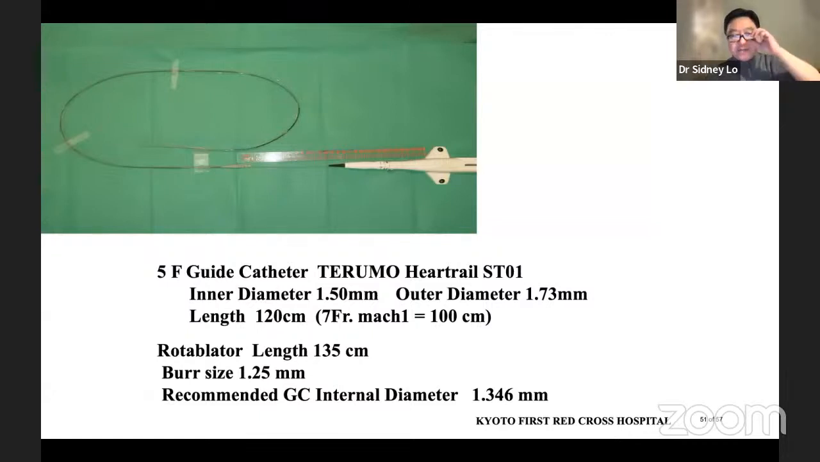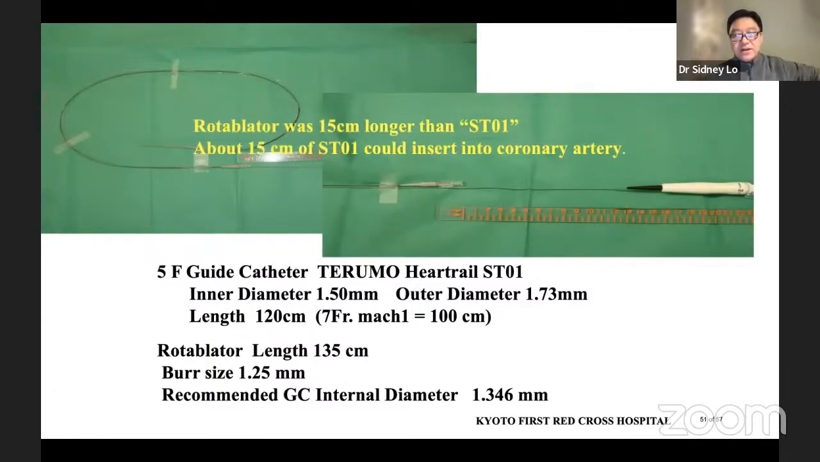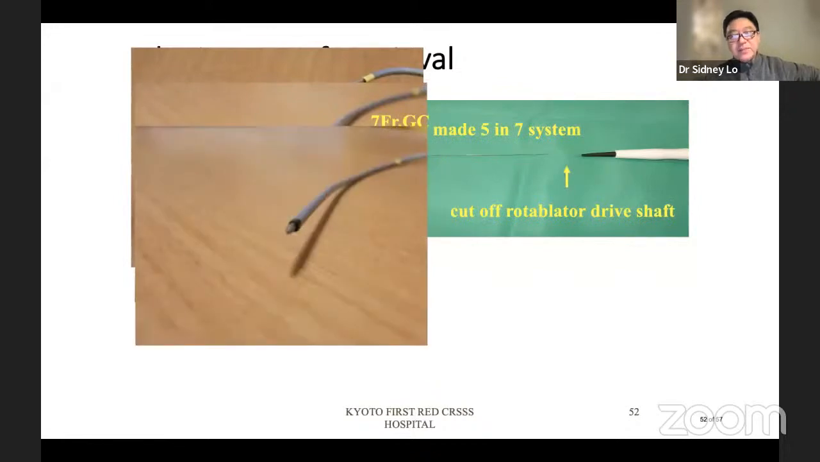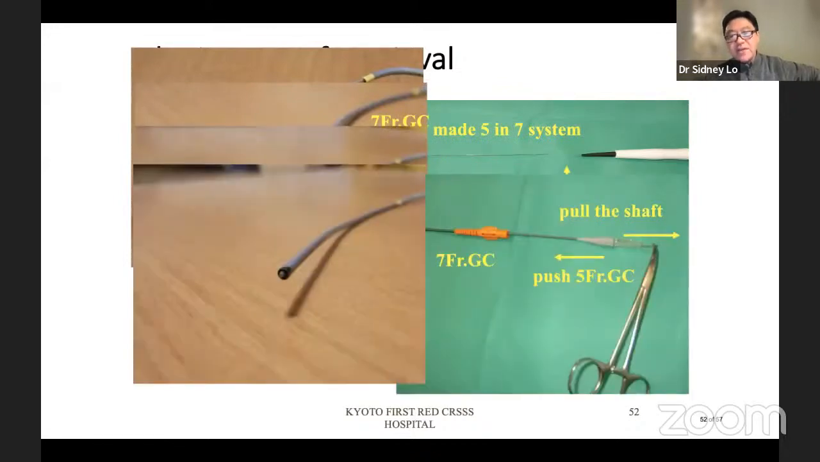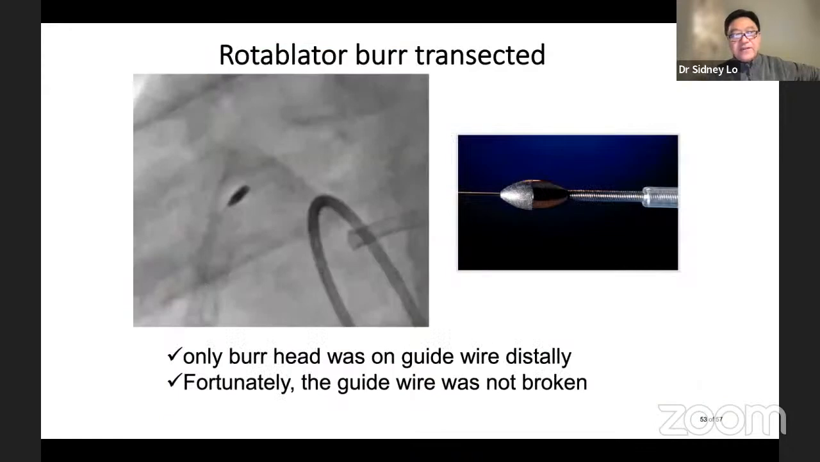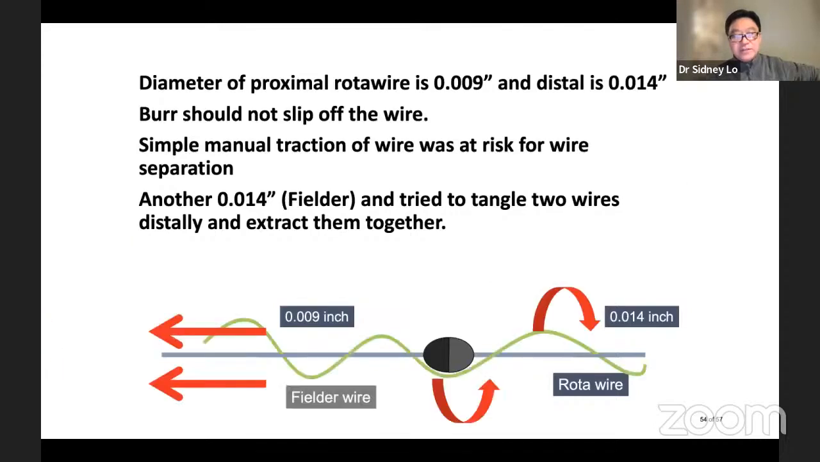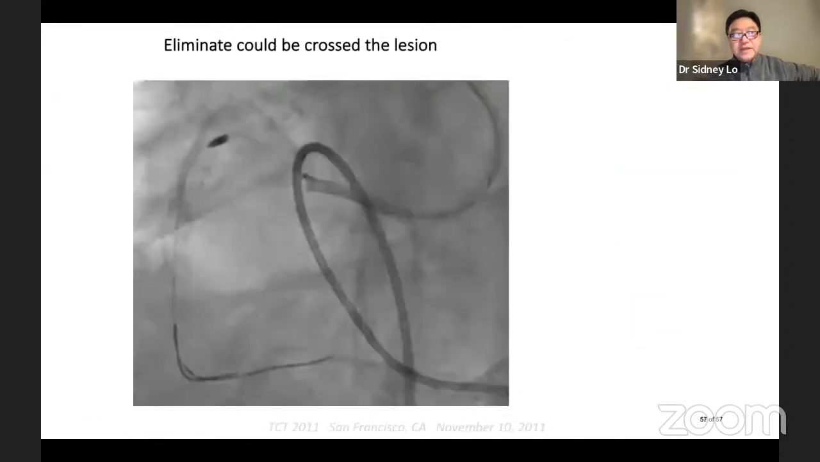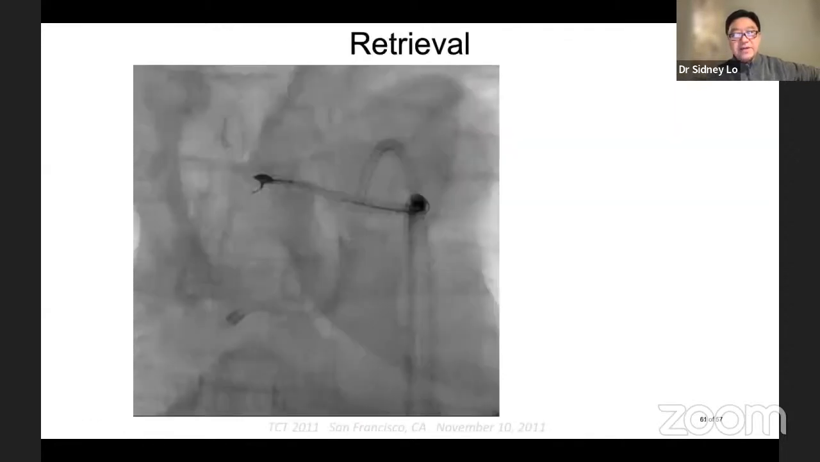This is a Japanese case report where they use a STO1 because the Rotablator length is 135 and this is 120 centimeters. And you can actually cut the guiding catheter and the Rotablator, put the STO1 in, a mother and child catheter, 5 and a 7, and therefore try to remove it. But I think in this case, when a burr is transected, it may be possible to put a second wire in because there's a 0.014 tip, and try to pull that out. That was successful with a snare.